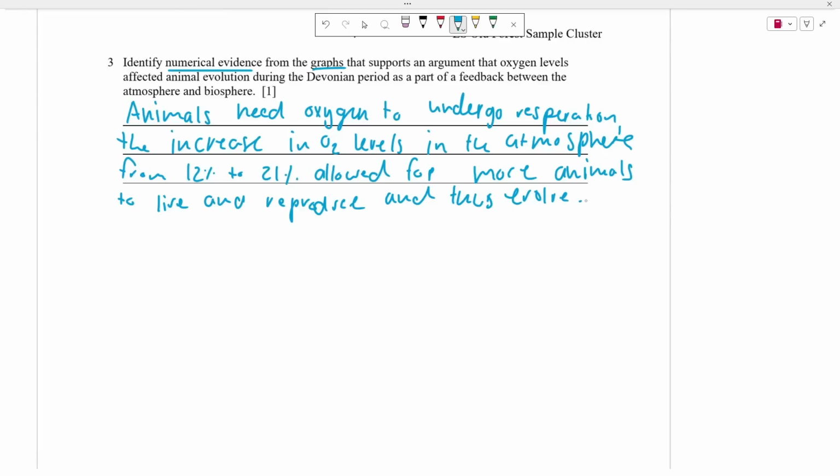Okay, so essentially what happened during the Devonian is that oxygen increased by almost 10%. So if there's 10% more oxygen available, well, there's more oxygen in the atmosphere for animals to breathe, and that environment can support more animals, okay?